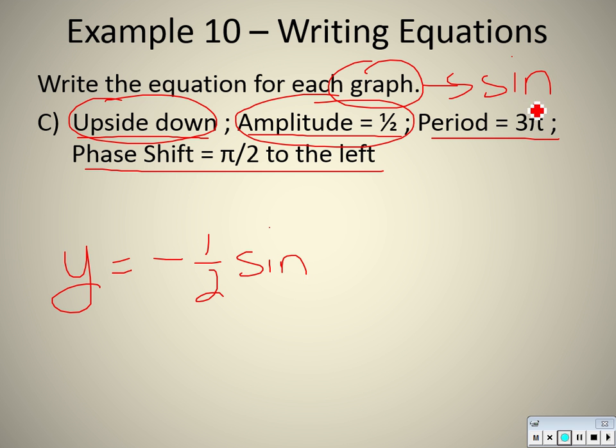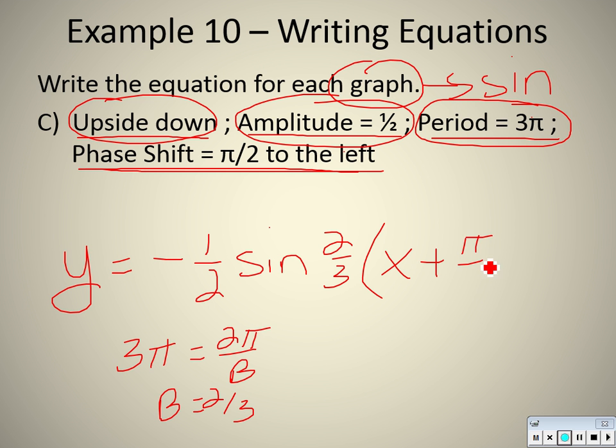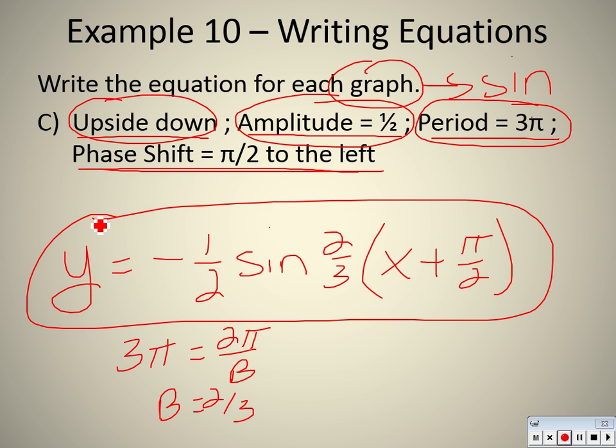Now the period. I've got to put my b value in here. So the period here is 3 pi. So I'm going to say 3 pi equals 2 pi over b. And when I solve that equation for b, I get a b value of 2/3. So that's going to go here. Then I have the shift. So I need some parentheses to show what the shift is. So this is going to be x, to the left is going to be plus, and then pi over 2 at the end. So that's the model for that right there.